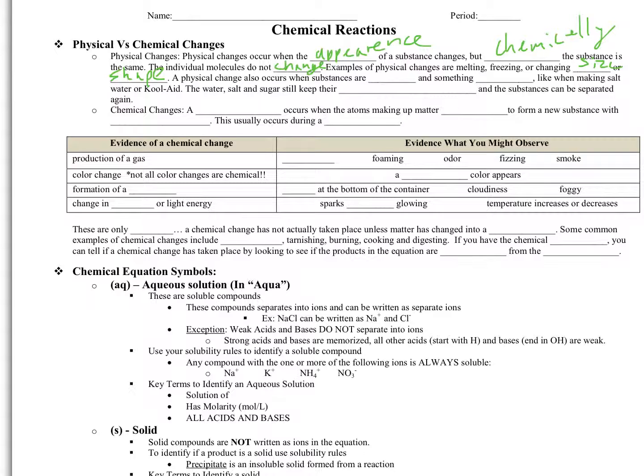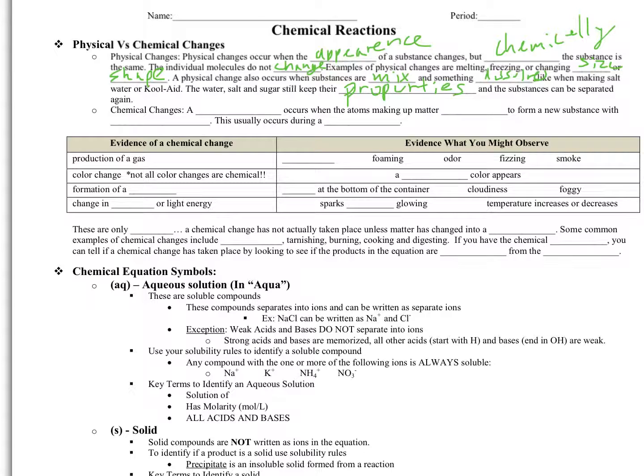Right? A physical change also occurs when substances are mixed and when something dissolves. So when you mix salt and water, or Kool-Aid, those are all physical changes. The water, salt, and sugar keep their properties, and the substances can be separated again.